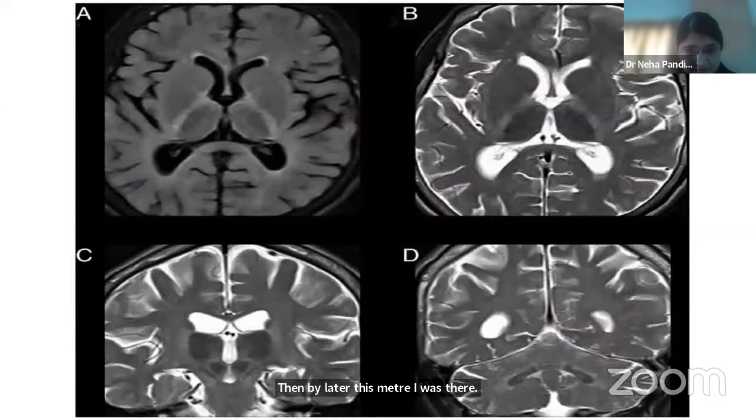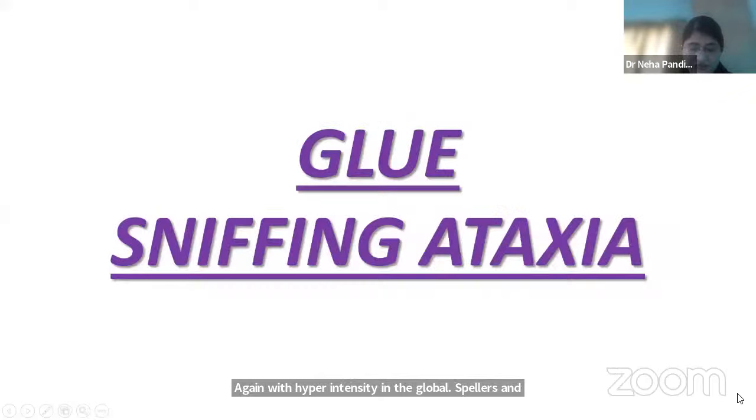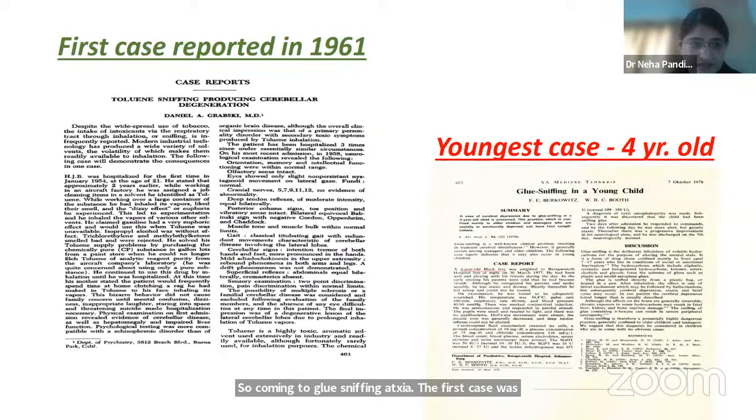And this was the MRI of the second patient. It also showed similar findings: the lateral part of the thalamus is hypointense with hyperintensity in the posterior limb of the internal capsule. Again, with hypointensity in the globus pallidus and hypointensity in the bilateral dentate nucleus. So coming to glue sniffing ataxia, the first case was reported in 1961 by Daniel E.